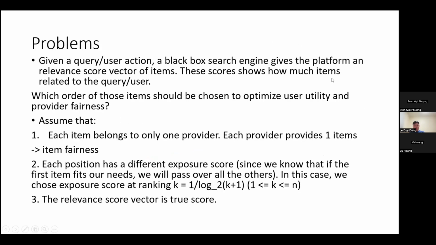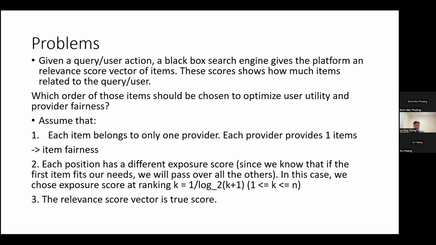So back to our main problem here. Given a query or a user action, like we said before, a login, an add to cart, or creating a promotion item email, we will have a black box search engine to give the platform the relevance score vector of the items. This black box search engine could be BPR, or GPM, or maybe a neural network. There are a lot of choices, but all we need to know is that some previous engine will give us a relevance score of each item to the query. This score shows how much the item relates to the query and the user.